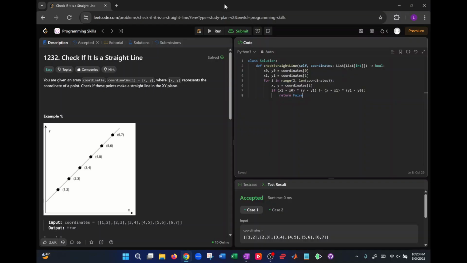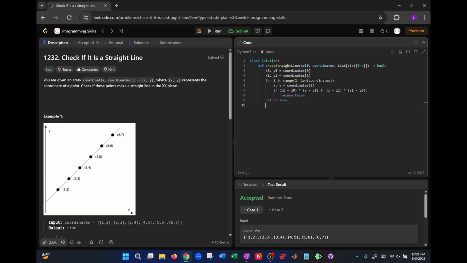And if there's ever 3 points in these combinations of points where this equation does not hold, then we can form 2 lines from this list of points that do not lie on the same line. And so we return false. But if we're able to make it all the way through the list, then we return true.